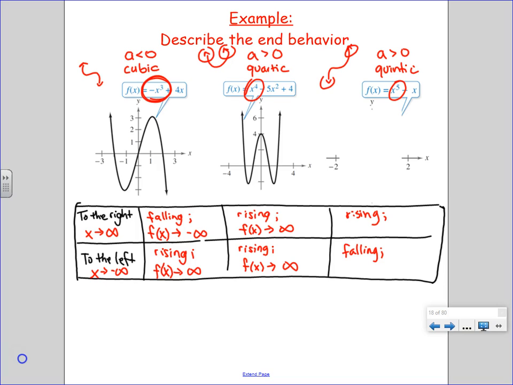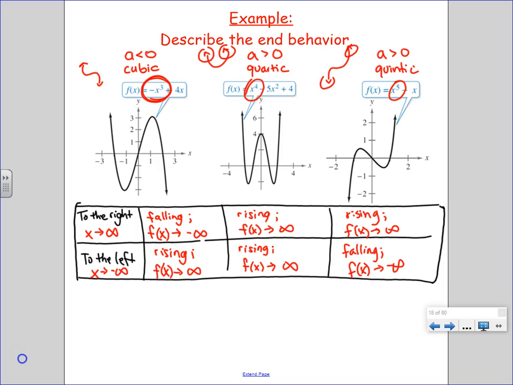Yeah? So then if we were to write that, what would you guys put? f of x is approaching positive infinity, and f of x is approaching negative infinity. And let's see if our graph agrees.